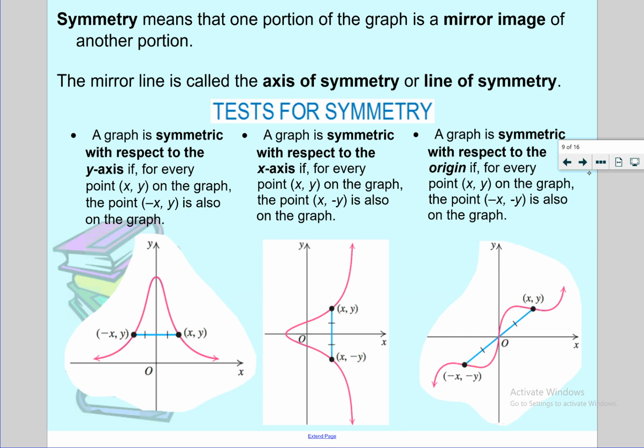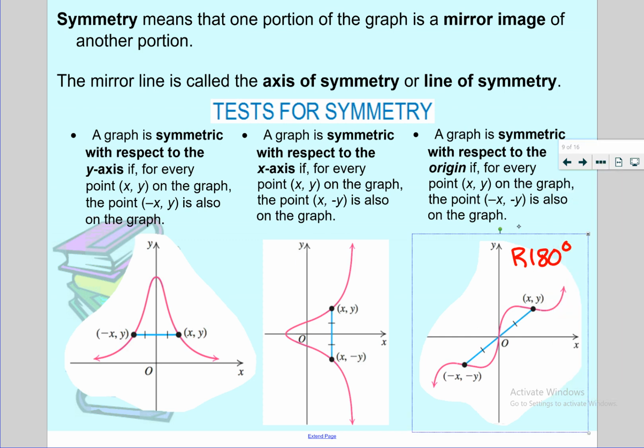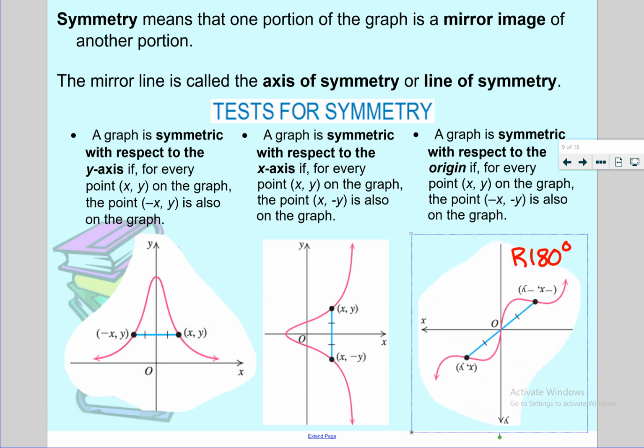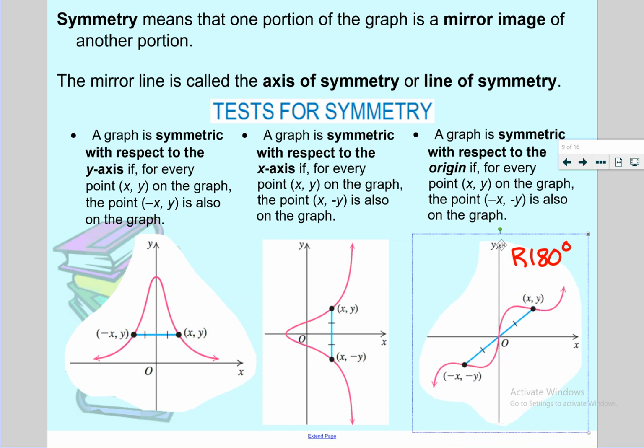I think it's easier to remember with symmetry to the origin. Visually, what that is going to look like is a rotation of 180 degrees. So basically, you take your image and you rotate it halfway around, or you flip your paper upside down. If I do that, which I can maybe do on this picture, let's see. If I flip this picture upside down, there we go. It looks exactly the same. Okay, so that's how I know I have symmetry to the origin.